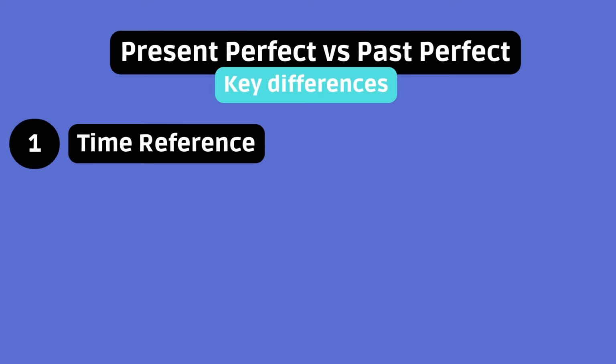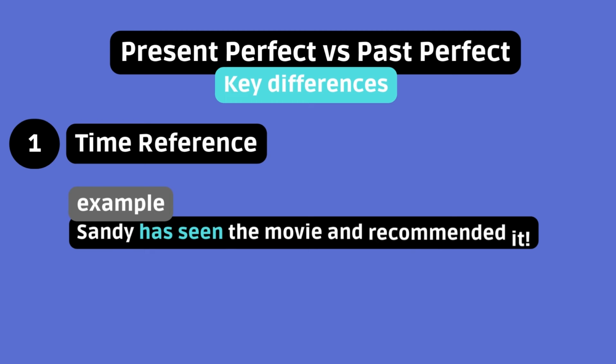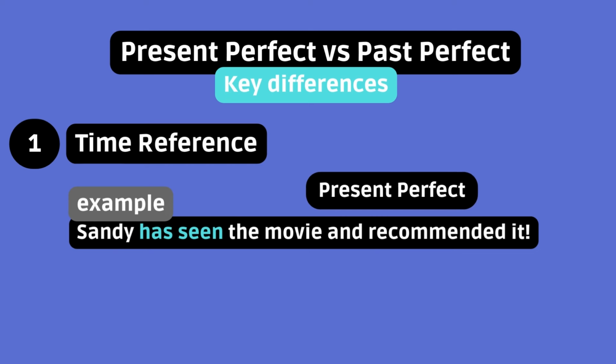1. Time reference. Example, Sandy has seen the movie and recommended it. The present perfect is used to refer to the seeing of the movie as a recent past action, but with a clear impact on the present. The speaker implies the movie is worth watching now.